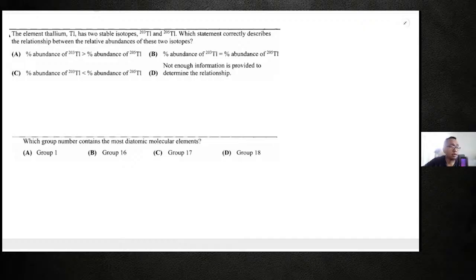So yeah, I will solve all of those problems one by one, step by step, and hopefully I can explain all of the Gen Chem materials, and then we can understand together. All right, so we move on to another question with the same concept of relative abundance.